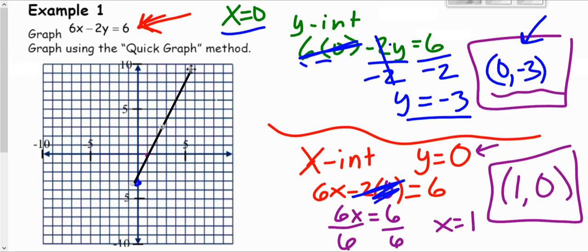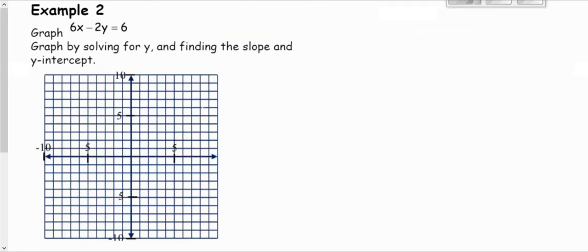Because you've only got 2 points, we've got to try to make it as accurate as possible through those 2 points. So I highly suggest using your straight edge or your ruler. We could also graph this by solving for y and putting it into slope-intercept form. What's slope-intercept form? It's y equals mx plus b, which is why we want to solve this for y, right?